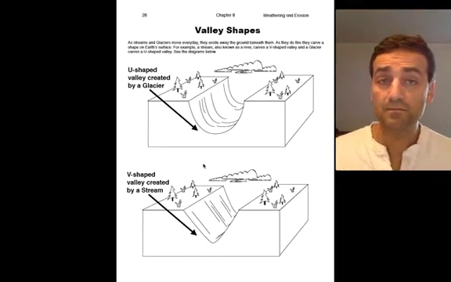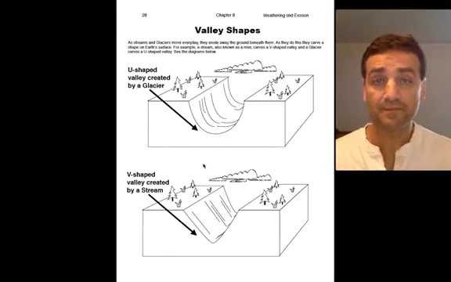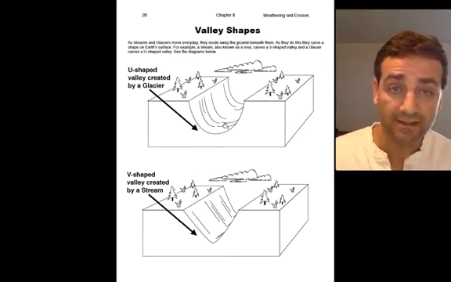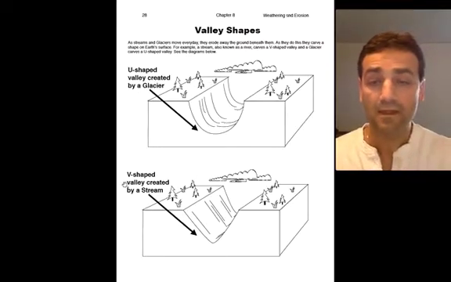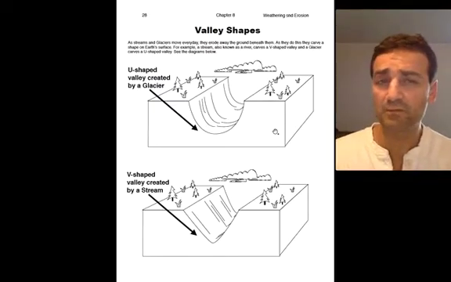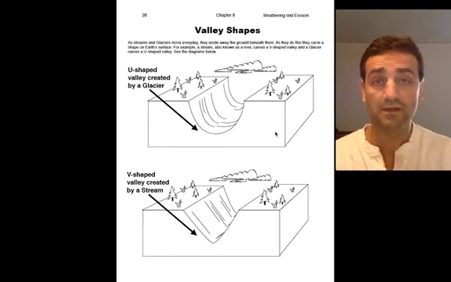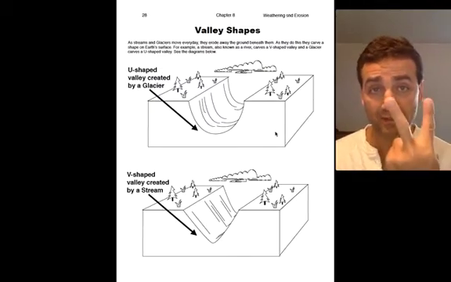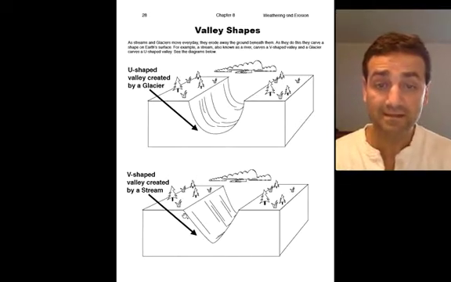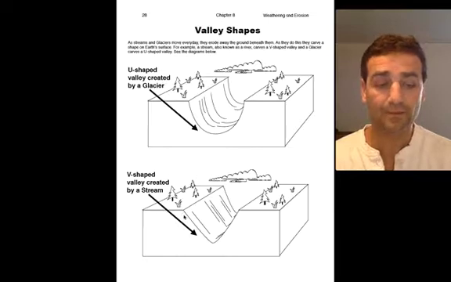A stream and a glacier make two different kinds of valleys. A glacier makes a U-shaped valley, and a stream makes a V-shaped valley. Okay? If you have trouble remembering this, think of it like this. A stream is the same thing as a river. A river is spelled with the letter V, right? R-I-V-E-R. Well, V is what a river does, or a stream, right? Okay.